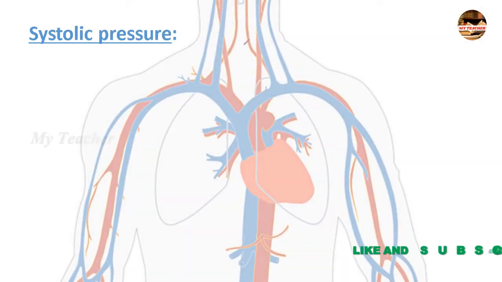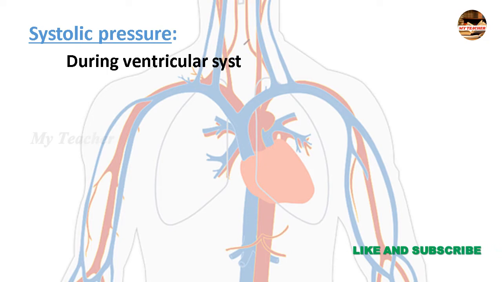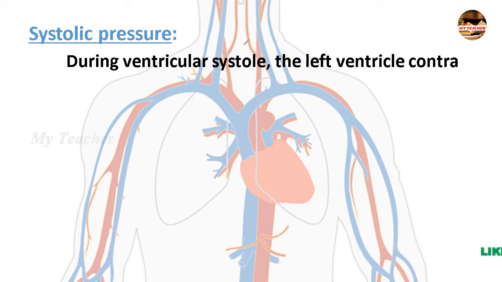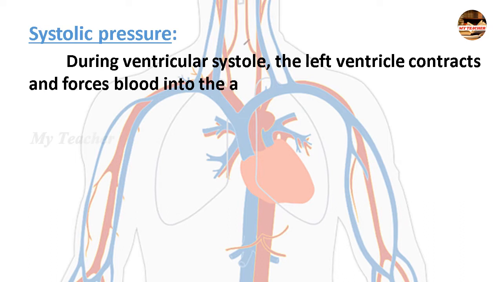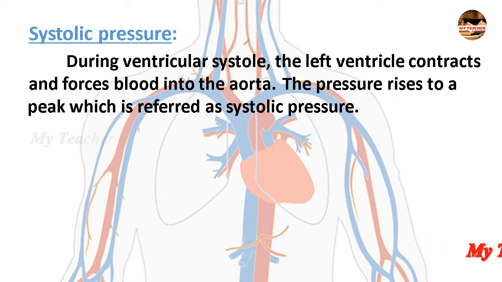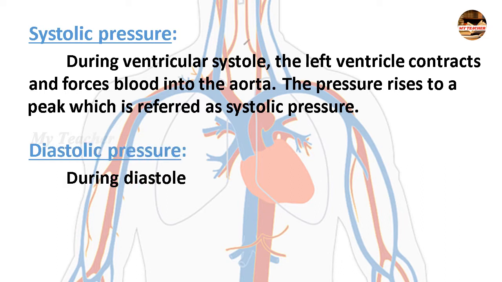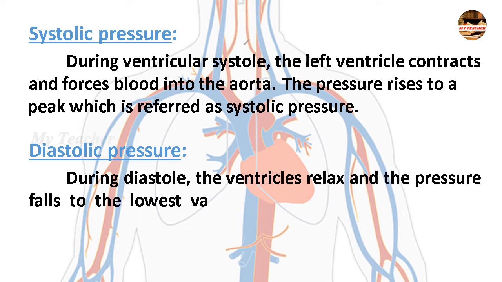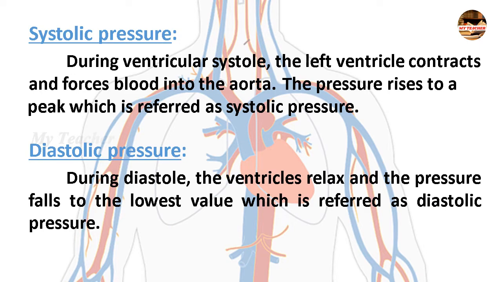Systolic pressure. During ventricular systole, the left ventricle contracts and forces blood into the aorta. The pressure rises to a peak which is referred to as systolic pressure. Diastolic pressure. During diastole, the ventricles relax and the pressure falls to the lowest value which is referred to as diastolic pressure.